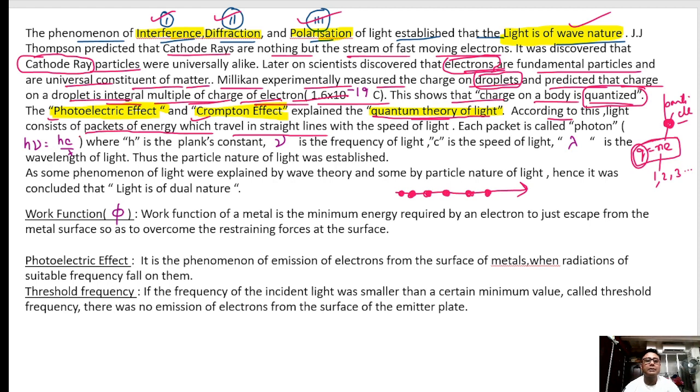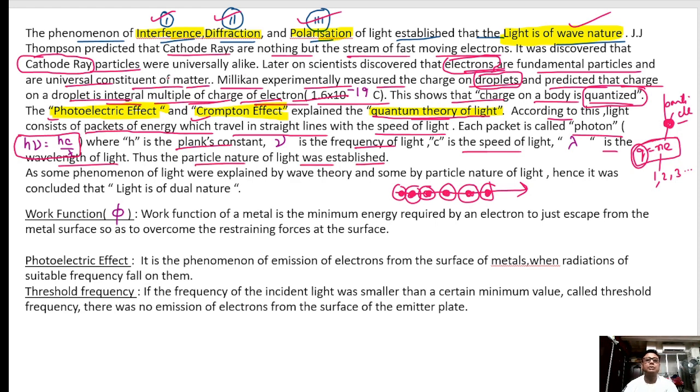According to the quantum theory, light consists of packets of energy which travel in straight lines with the speed of light. Each packet is called a photon. The energy of a photon is h nu, which is hc by lambda. Here h is Planck's constant, nu is the frequency of light, c is the speed of light, and lambda is the wavelength of light. Thus, the particle nature of light was established.